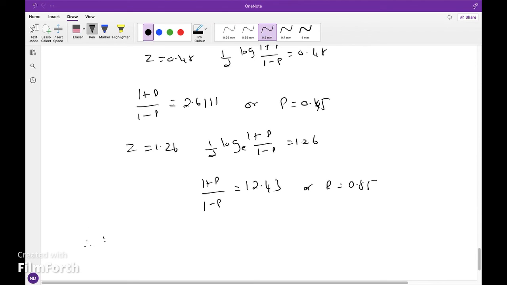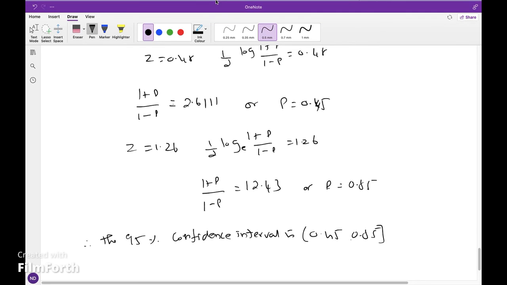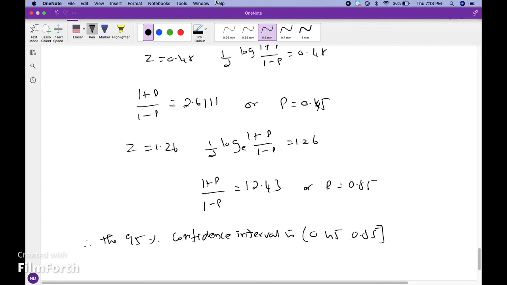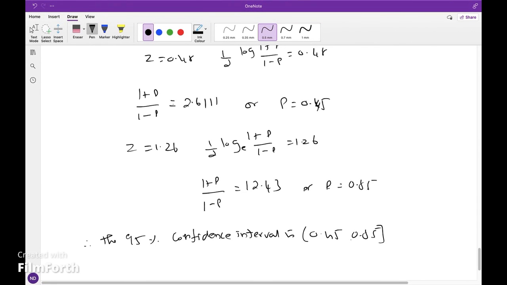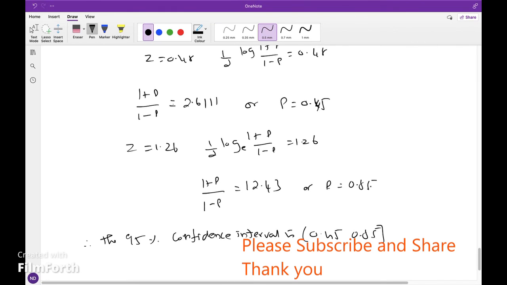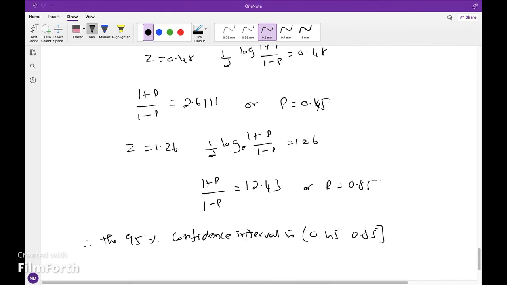Therefore the 95% confidence interval is 0.45 to 0.85. So this one is cross multiply, and otherwise use the calculator; directly we can get rho is equal to 0.85.